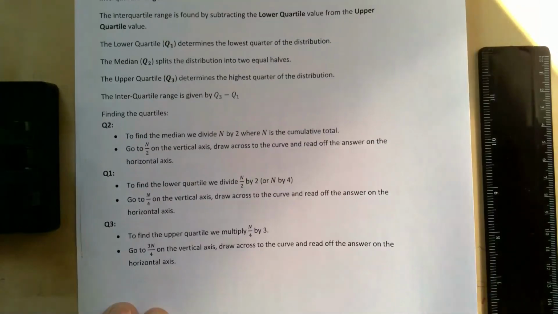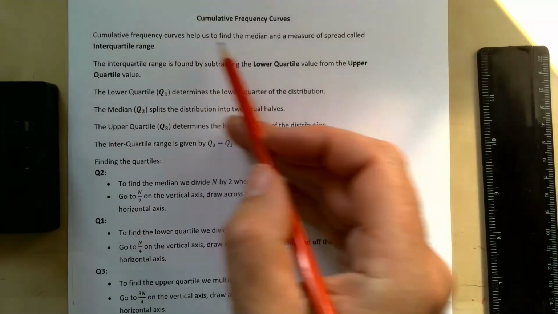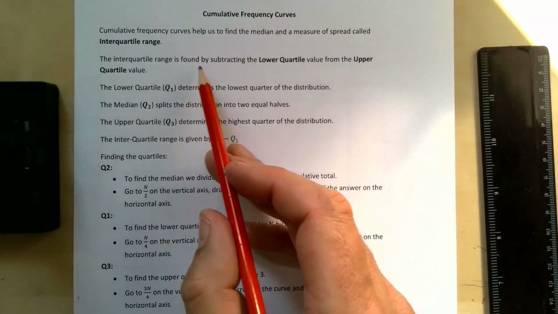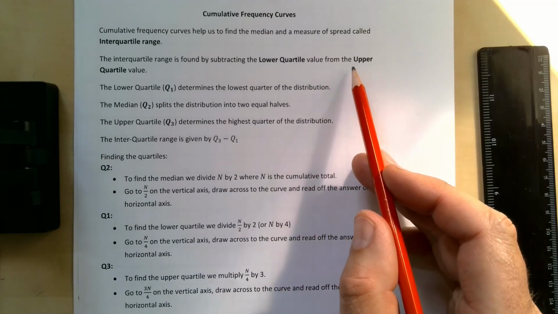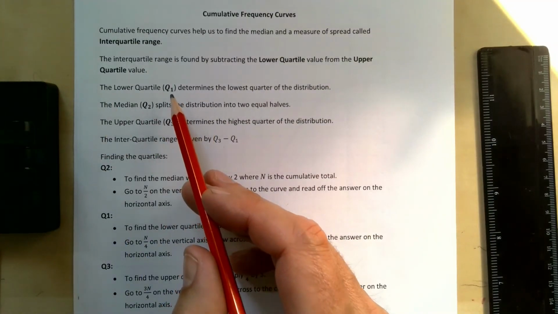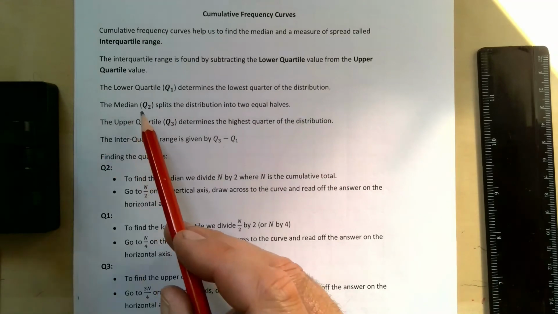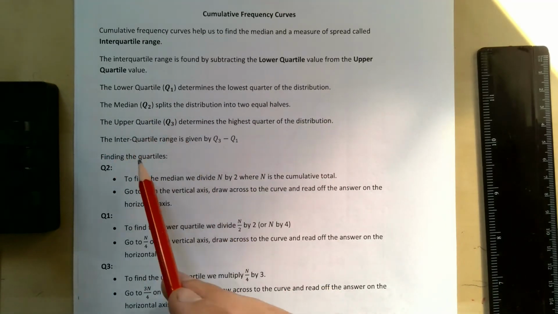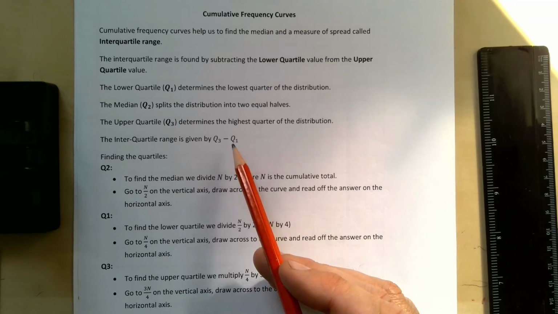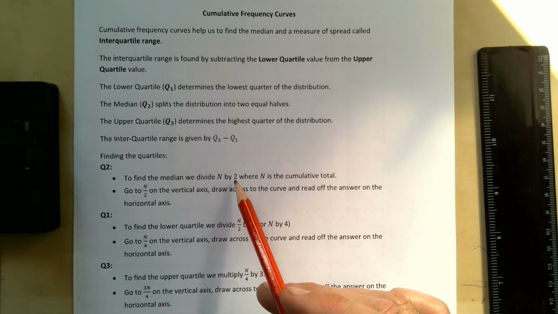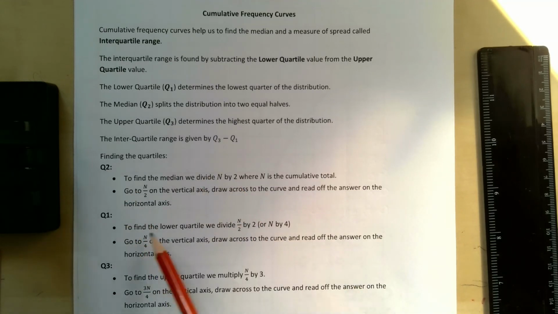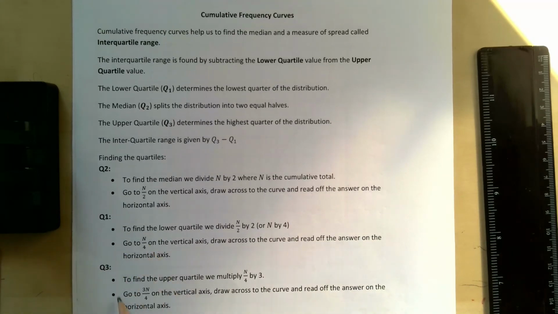I'm just going to go back to see what we worked out. This is one of the pages again that I left out. It says measure of spread, interquartile range. The interquartile range is found by subtracting the lower quartile value from the upper quartile value. That's just what I've done. The lower quartile is Q1, Q2 is the median, Q3 is the upper quartile, and the interquartile range is given by Q3 minus Q1. Finding the quartiles, divide n by 2. That's what we did. So 200 divided by 2 was the 100, so I went across at 100 and down. Divide by 4 for that one, so that was my 50, and then 3/4 was going to be at 150.